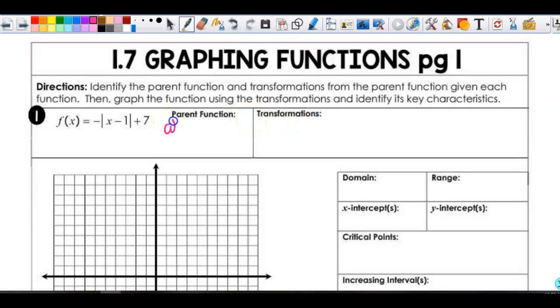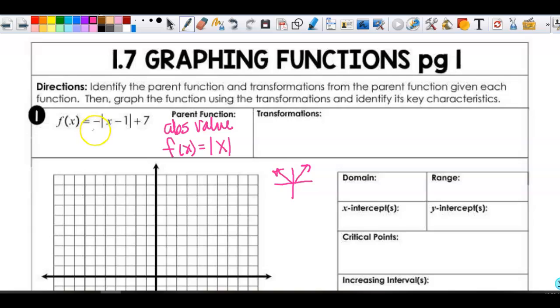We're going to start off by doing what we've been doing the last couple days with naming the parent function. So this is an absolute value, which means that I have f of x is equal to the absolute value of x. And I'm going to draw my little picture right here. Okay. And then I'm going to look at my transformations.